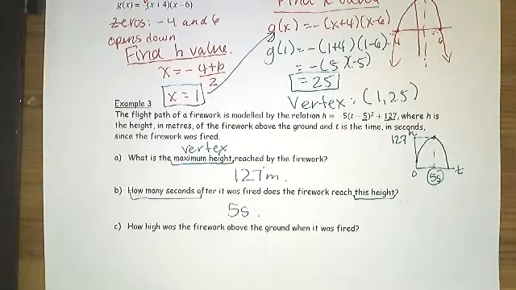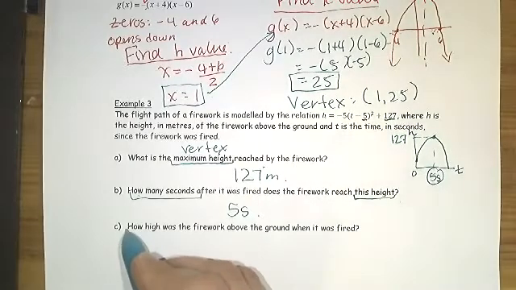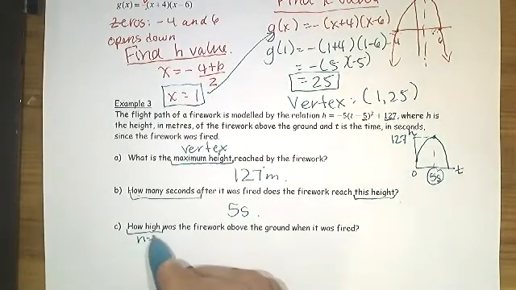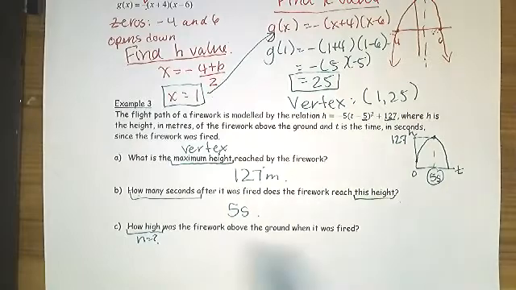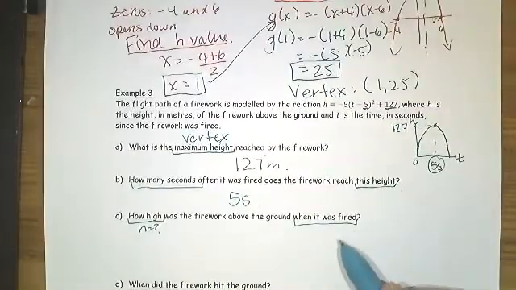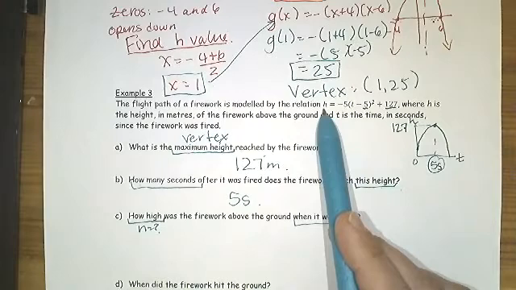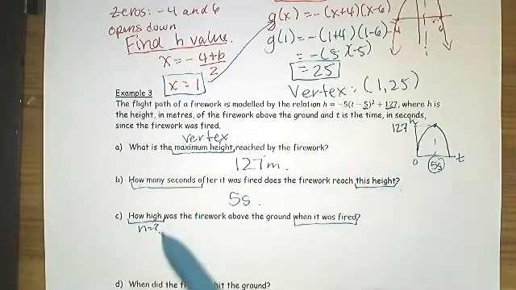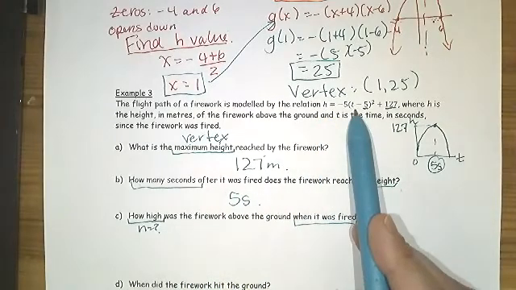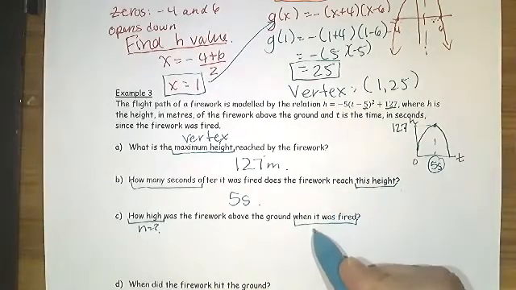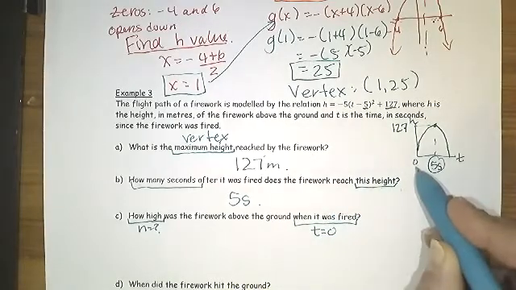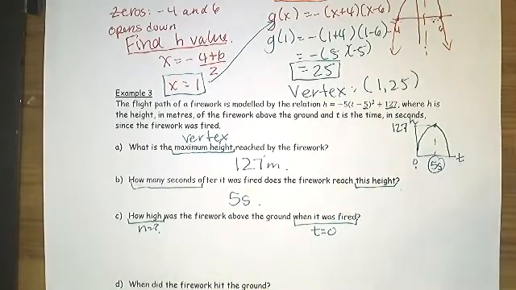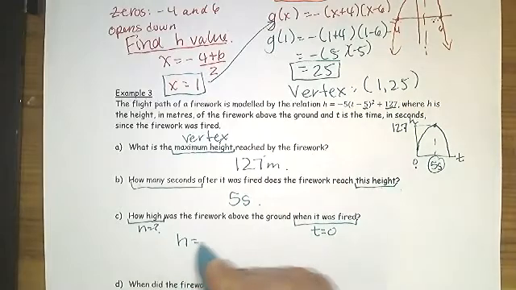How high was the firework above the ground when it was fired? So how high, that means we're going to look for h. We want to know what h is when it was fired. So we need to know what this value is, because if we have an equation that has two unknowns, an h and a t, if we want to solve for h, we have to substitute a value in for t. When it was fired, the time was 0, because this is when it's fired at time 0.